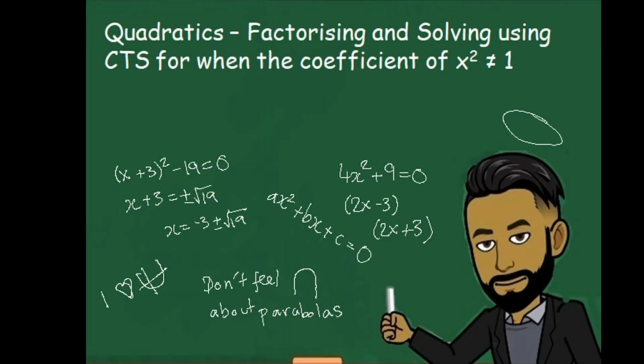So in this video tutorial, I'll be going through how to factorise and solve quadratic expressions and equations using completing the square when the coefficient of x squared is not equal to 1.